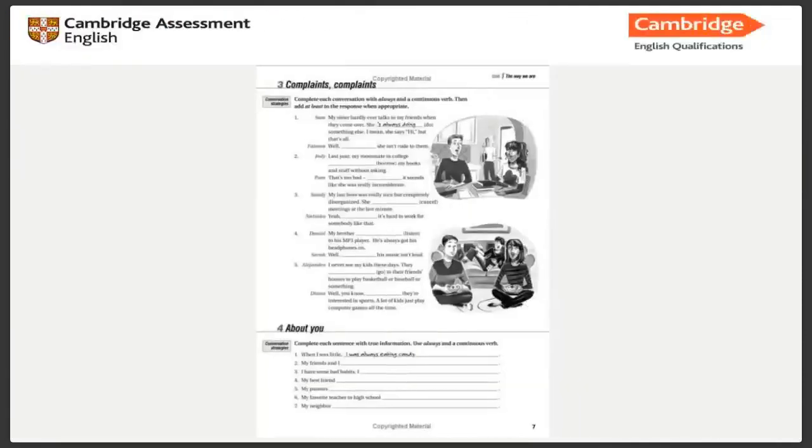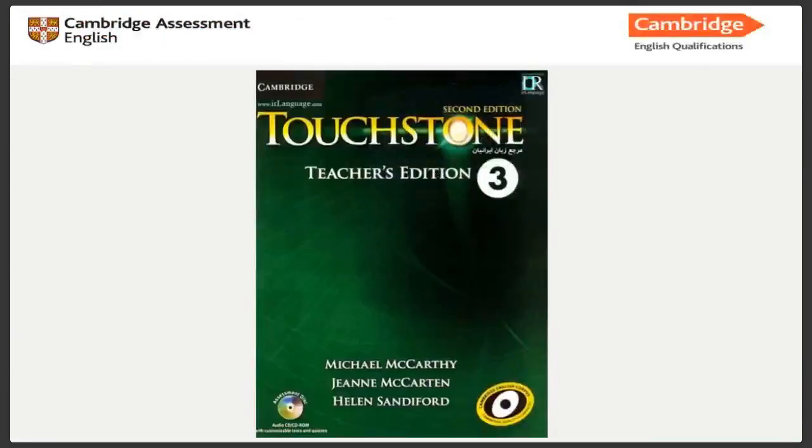The workbook is to be done outside the class and can be done by a student on their own. Finally, we come to the main resource for you, which of course is the teacher's book.